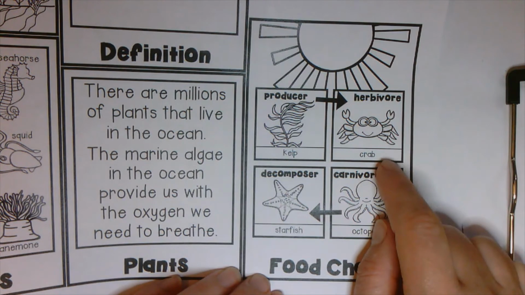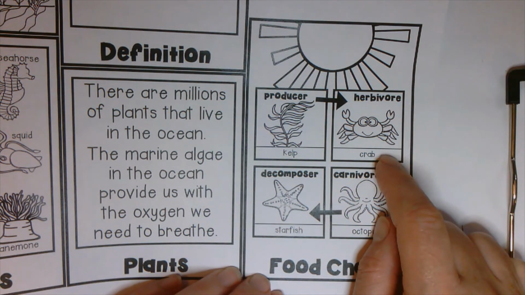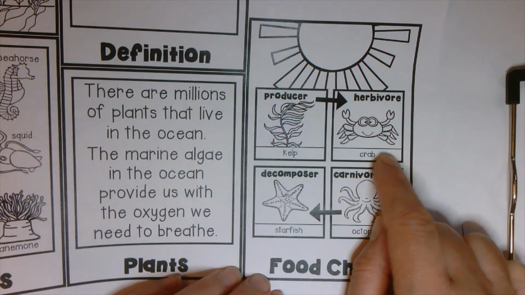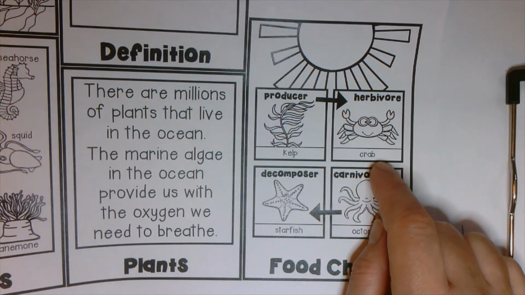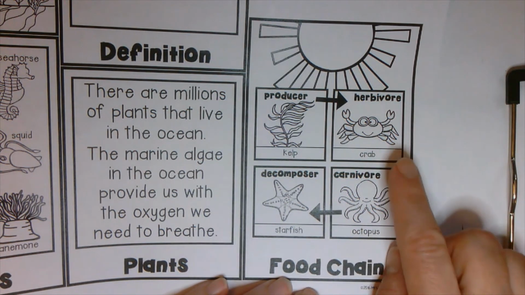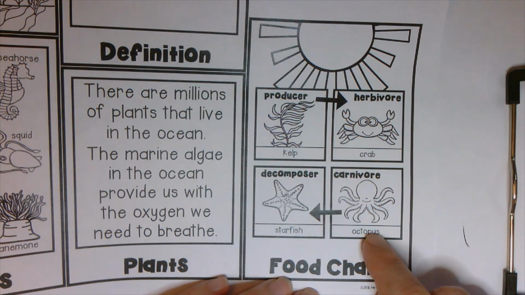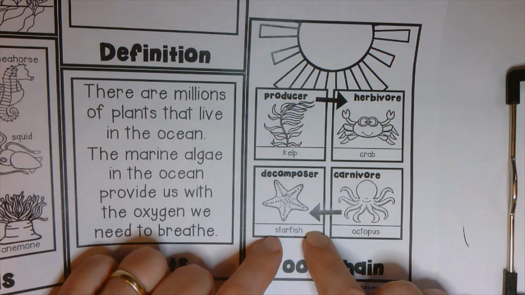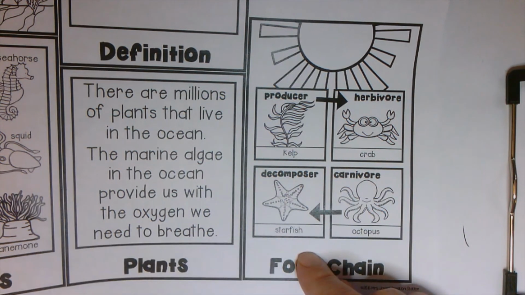Crabs, herbivores. Now, this is kind of a funny thing because crabs are not really herbivores. They might eat some plants, but crabs eat all sorts of things that they find on the bottom of the ocean. You could almost call some crabs a decomposer. An octopus is indeed a carnivore. And a starfish, much like a crab, it lives on the bottom of the ocean, and it takes care of some of the things that have died down there.